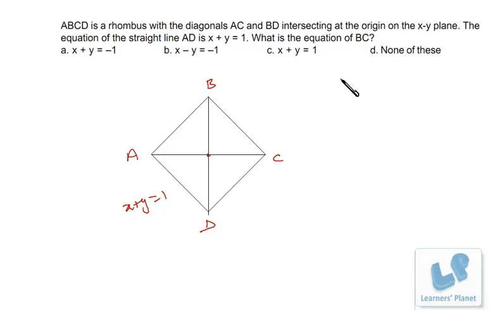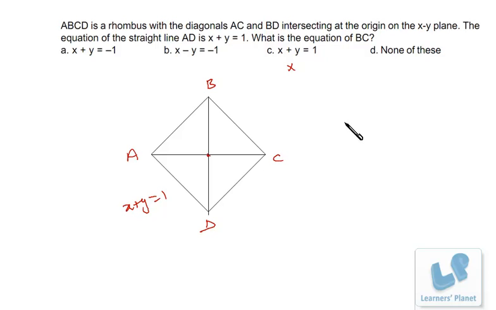Obviously this line is parallel to this line, that is AD is parallel to BC. And among the options, we are asked about the equation of BC. That means among the options we have to choose a line that is parallel to x plus y is equal to 1, right? Now if we see in the options, C is the same line, so incorrect choice. X minus y is equal to 1 is not the line that is parallel to this.